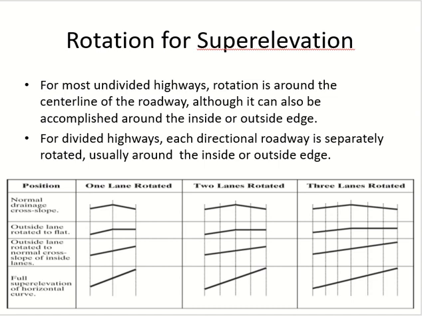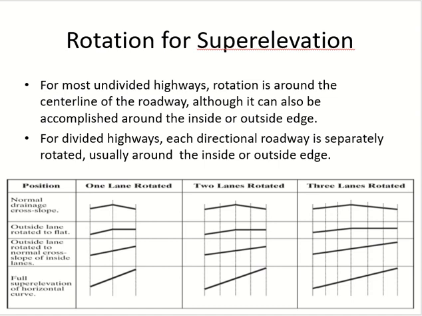Clear? Then rotation around outside edge means what? I will not change the elevation of the outside edge. Center line and inside edge will change. And the last one is rotation around inside edge. So elevation of inside edge will not change. Center line and outside edge can change.